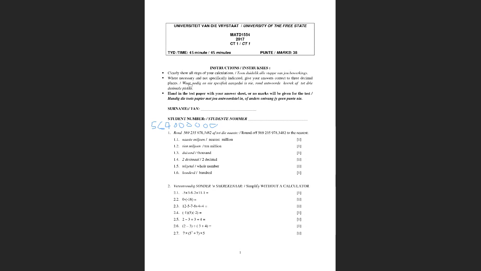Okay, let's go on. So our nearest 100 is going to be, that is 1.6. Our nearest 100 is going to be 5, 6, 9, 2, 3, 6, 0, 0, 0. 1.6 nearest 100. Please, any questions?